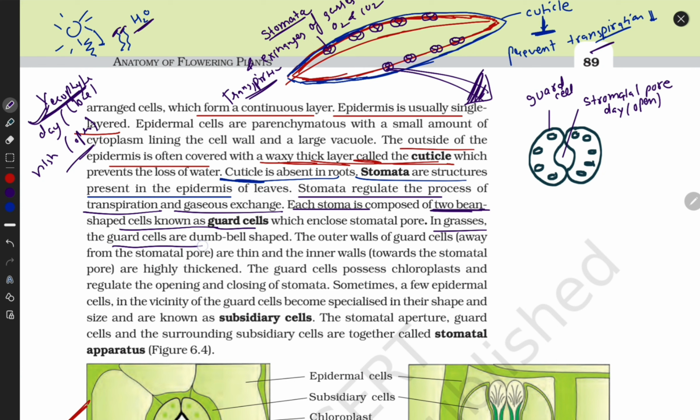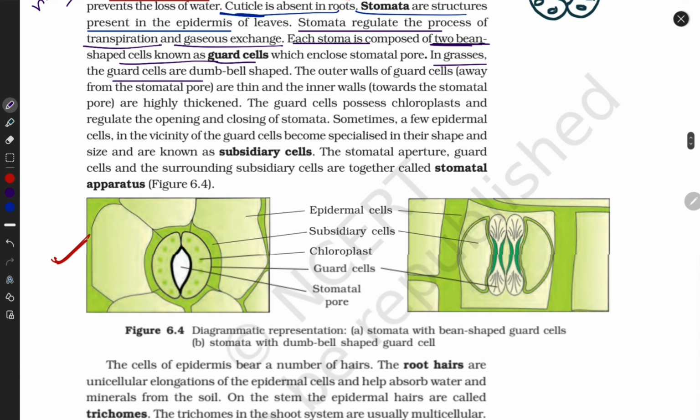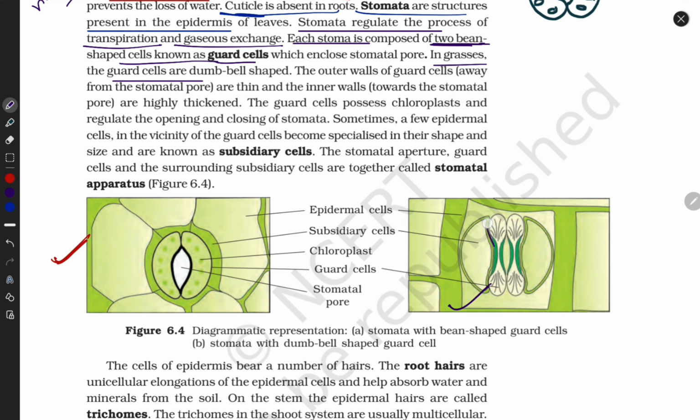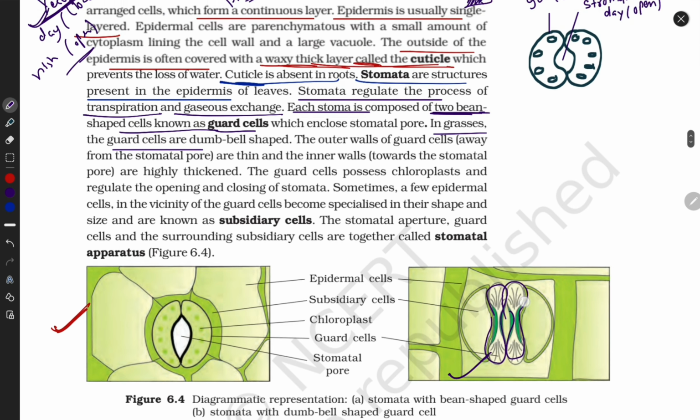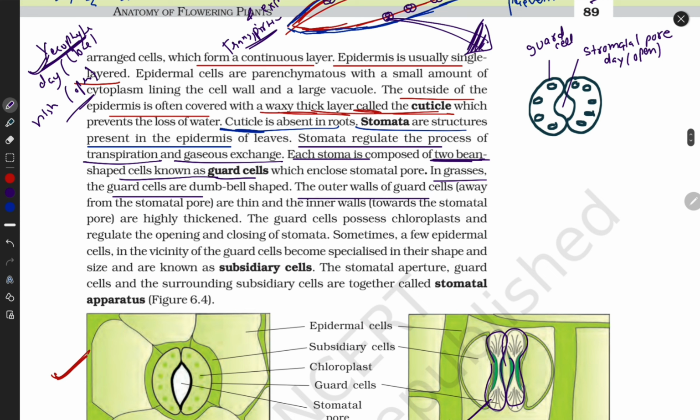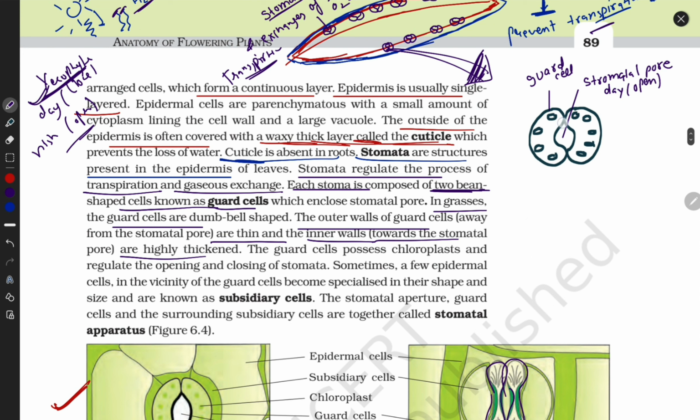In grasses the guard cells are dumbbell shaped. Look here, dumbbell shaped. The outer wall of the guard cells is thin and the inner wall towards the stomatal pore is highly thick. This inner layer is highly thick and the surrounding walls are very thin. The guard cells possess chloroplast and regulate the opening and closing of stomata.